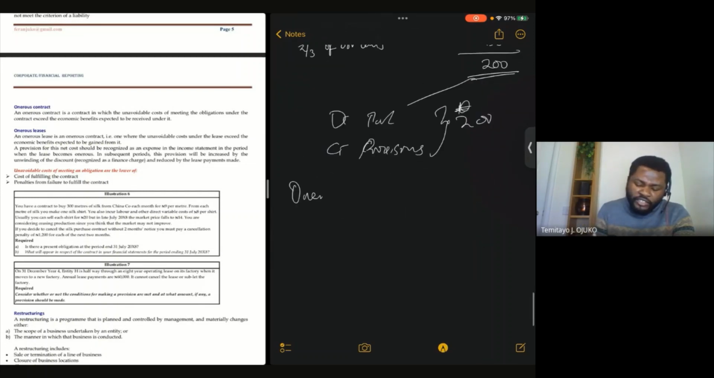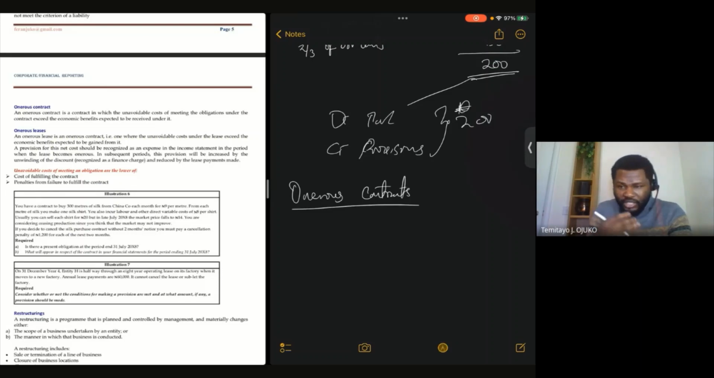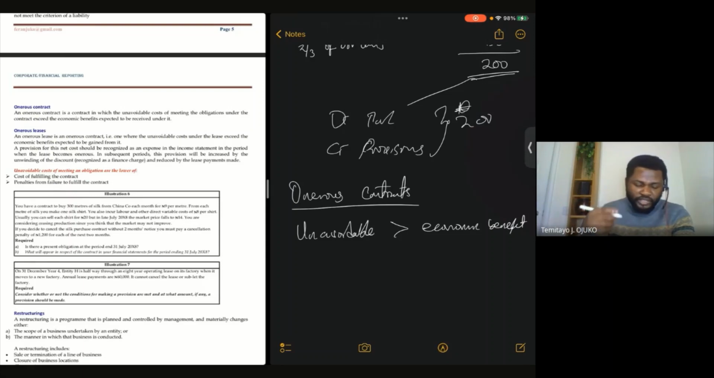Now, onerous contract. What's an onerous contract? An onerous contract is a contract in which the unavoidable cost of meeting an obligation under a contract exceeds the economic benefit to be derived, especially to be received under it. So we are saying that if the unavoidable cost in a contract is greater than the economic benefit, then it is an onerous contract.